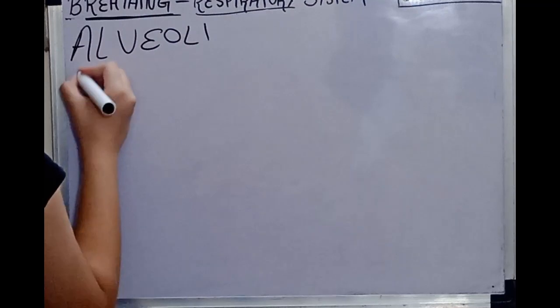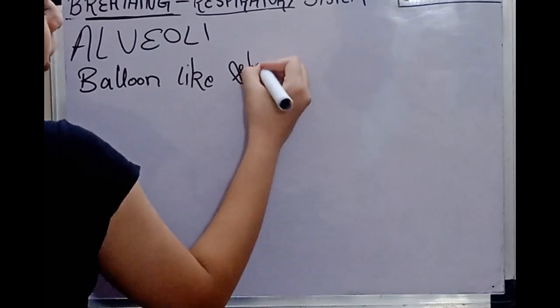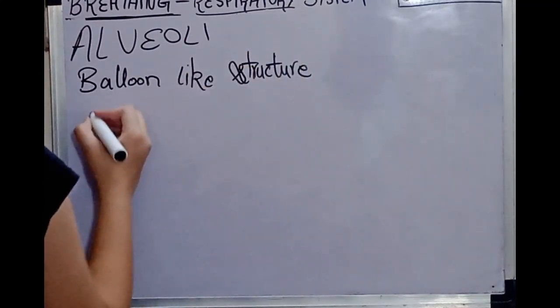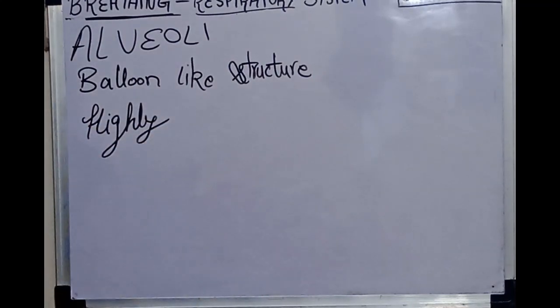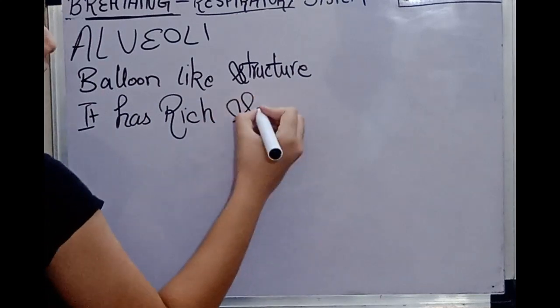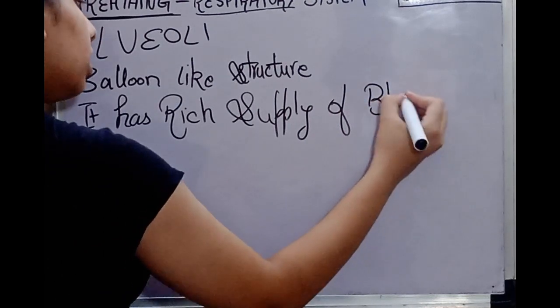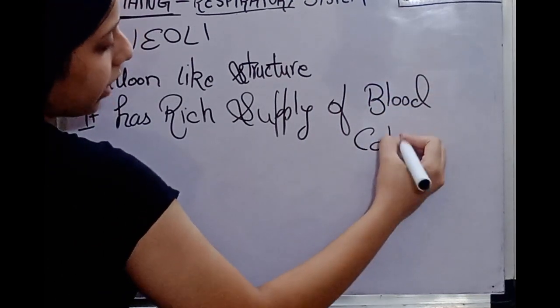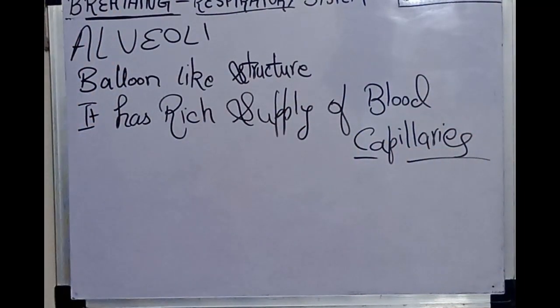Alveoli is balloon-like structure and highly, it has rich supply of blood capillaries. Capillaries लिखना, vessels नहीं. Capillaries are actually vessels से होती हैं, blood vessels से होती हैं capillaries. They are just very thin blood vessels जिसको हम capillaries बोलते हैं.